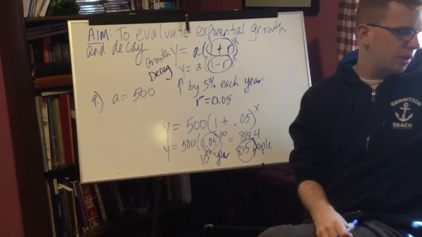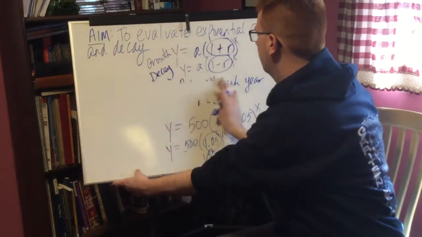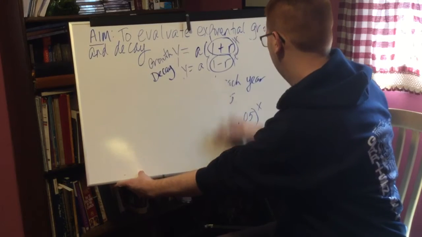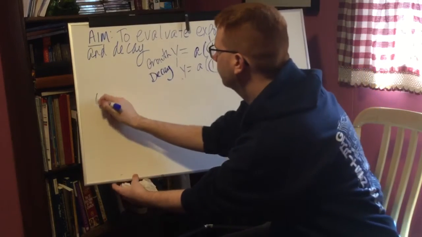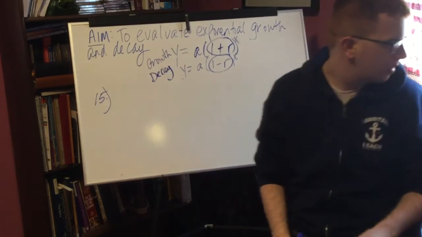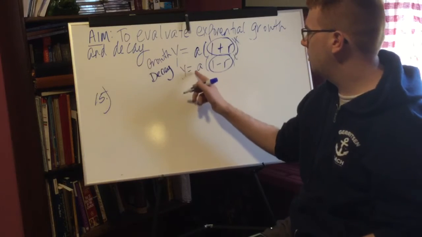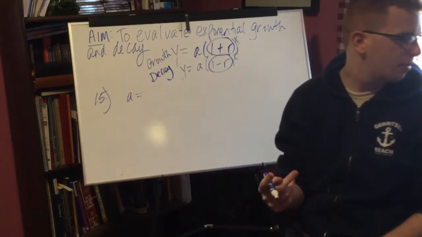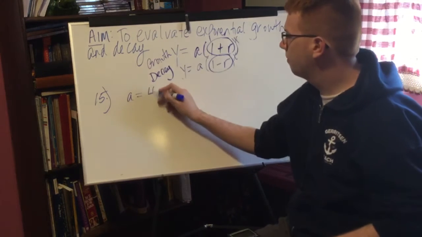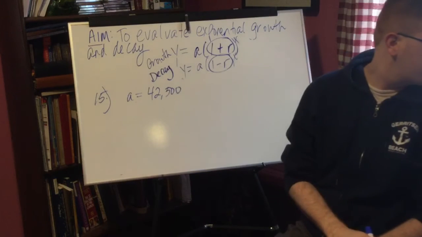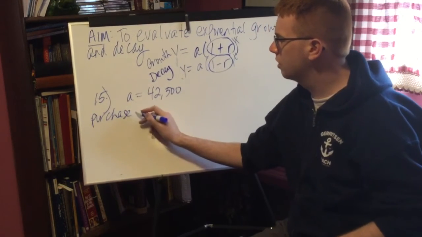The other one that I want to show you is an exponential decay, which would be number 15. Number 15 says your car cost $42,500 when purchased. That's your initial amount, A. So A would be the amount that the car cost at purchase, which was $42,500. And it was purchased in 2015. It's important to know what year it was purchased in.